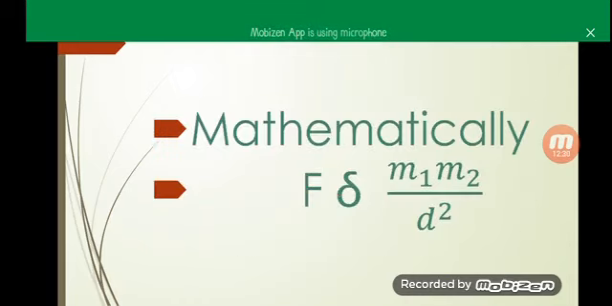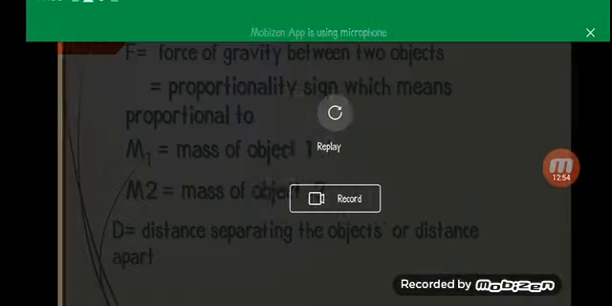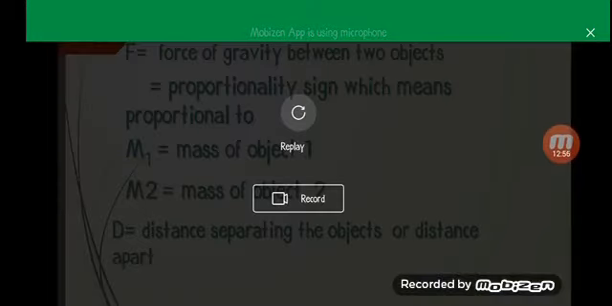So mathematically, this is what it means. F is directly proportional to m1 m2 over d squared. F is the force of gravity between two objects, and this is the proportionality sign. m1 is the mass of object 1, m2 is the mass of object 2, and d is the distance separating the objects, or distance apart.